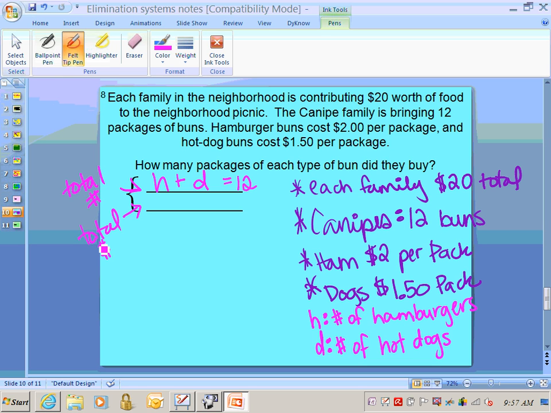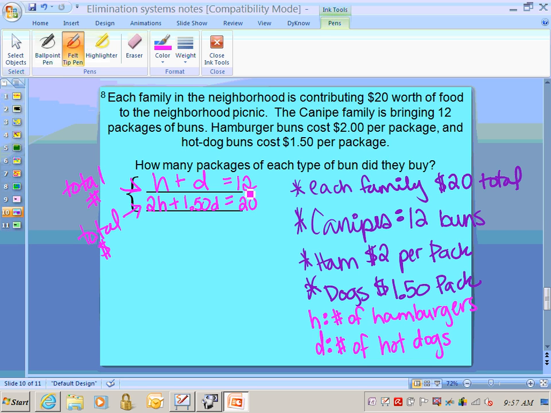Then I'm going to need to write what? The price of each. So $2 times the number of hamburgers plus $1.50 times the number of dogs is going to give me a total cost of 20. So does that make sense?